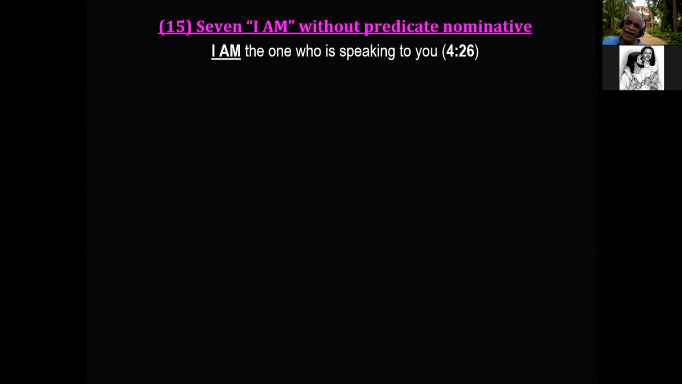John likes the number 7 because it is a symbol of perfection. And there are 7 I am sayings without predicate nominative. That means without saying something after I am. Here, when Jesus speaks to the Samaritan woman, when she talks about the Messiah and asks about the Messiah, Jesus responds, I am.